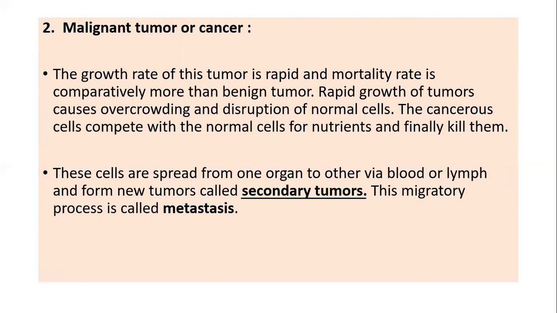The meaning of metastasis is the spread of those cancerous cells to another organ via blood or the lymph, and when they go to another organ, they form new tumors, and those are called secondary tumors. Okay, so the term which is used for this is metastasis.